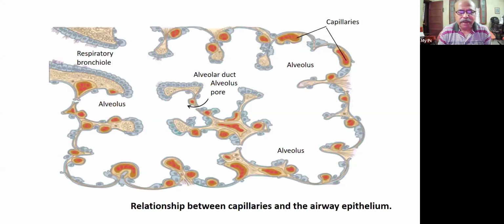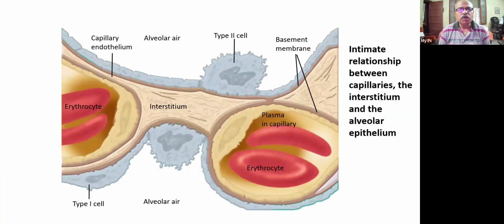Now, if we look at the diagram here, we can see the close proximity of the blood vessels with the air passages. And you can see the respiratory bronchioles, the alveolus here, the alveolar duct and pores, and these red ones are the blood vessels intermingled with each other. And now if we take a cross section of this and try to magnify this, we get a picture like this, which is self-explanatory, and it is showing the relationship between the capillary, the interstitium, and the alveolar epithelium.